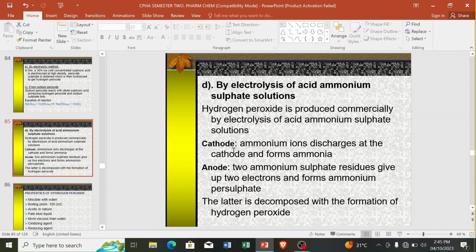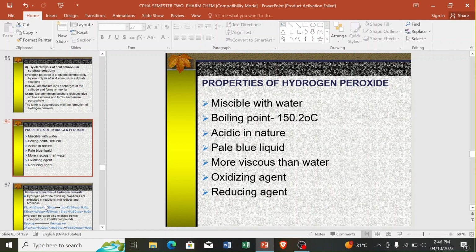The fourth method we use is electrolysis of acid ammonium sulfate solution. Hydrogen peroxide is produced commercially by electrolysis of acidic ammonium sulfate solution. At the cathode, we expect the ammonium ions to be discharged and form ammonia gas. Two ammonium sulfate residues give up 2 electrons and form ammonium persulfate. The latter is decomposed with the formation of hydrogen peroxide. That's another method.